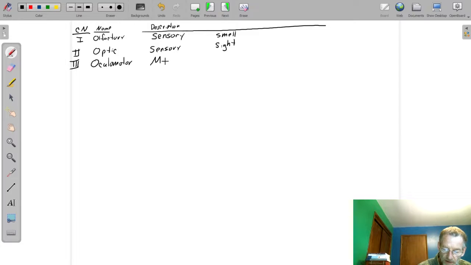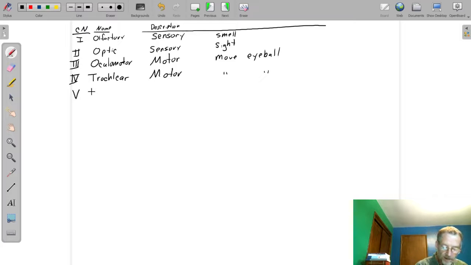And it is motor only. And it's going to move the eyeball. With a name like Oculomotor, it sort of gives it away. And then the trochlear nerve, and this one is also motor only, and it's going to move the eyeball as well, so just put ditto marks. And then 5 is the trigeminal.